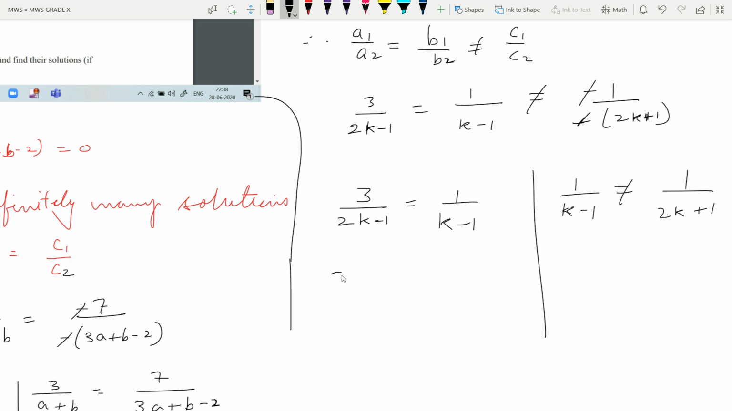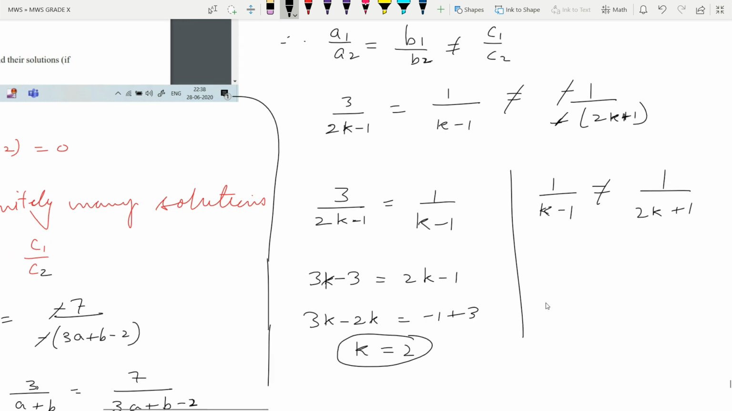Okay, so solving this side, cross multiplication, 3k minus 3 is equal to 2k minus 1. Bring this 2k this side, 3k minus 2k is equal to minus 1 plus 3. So k is equal to 2.